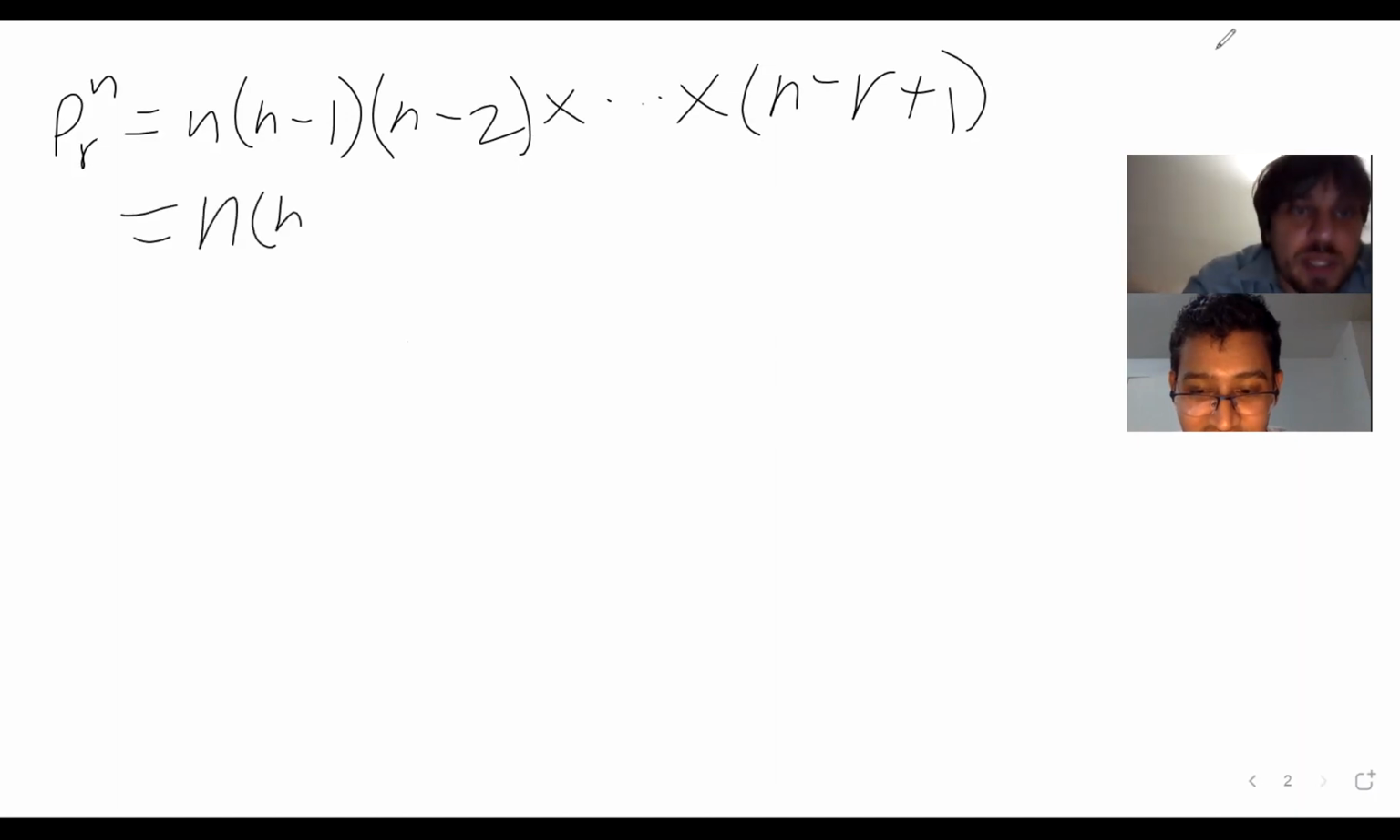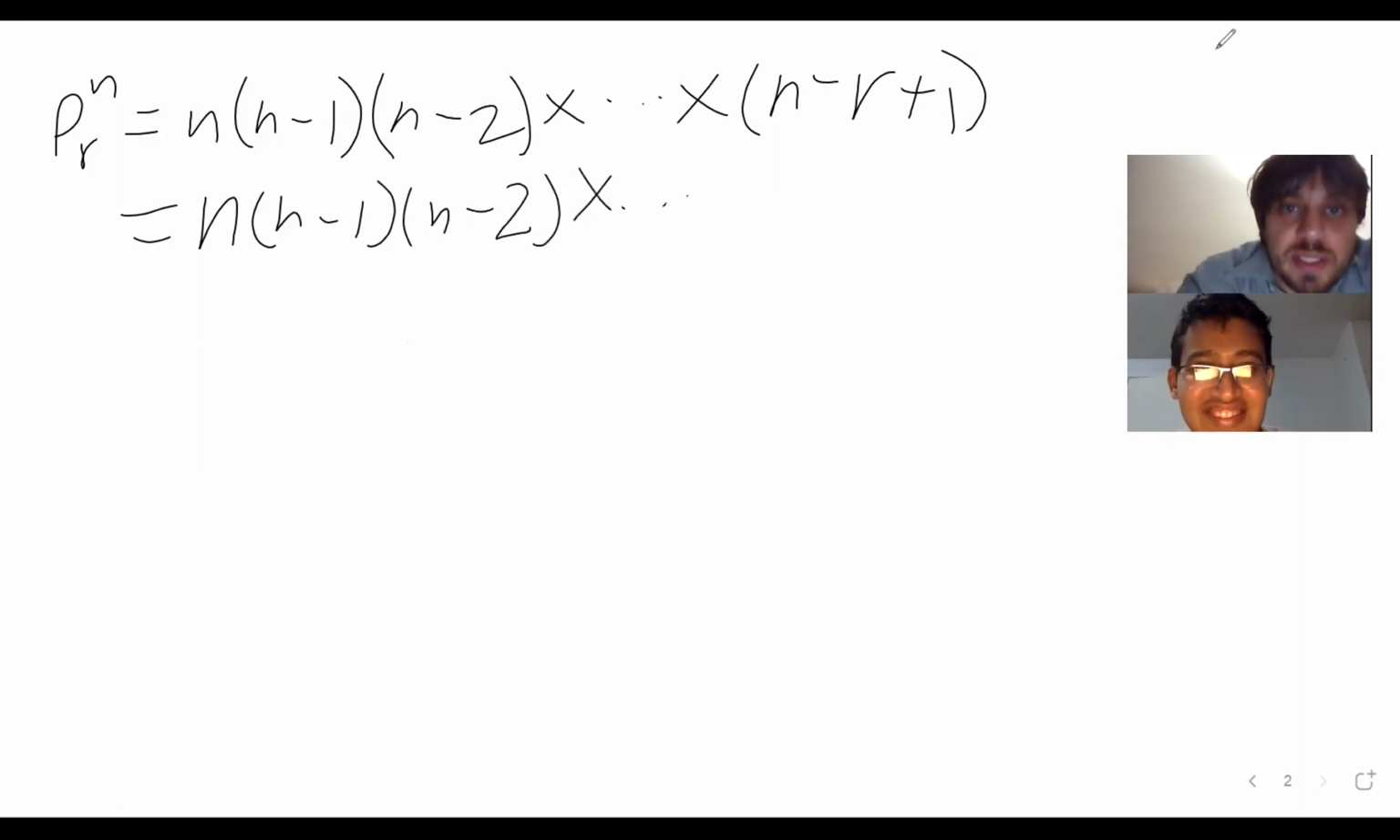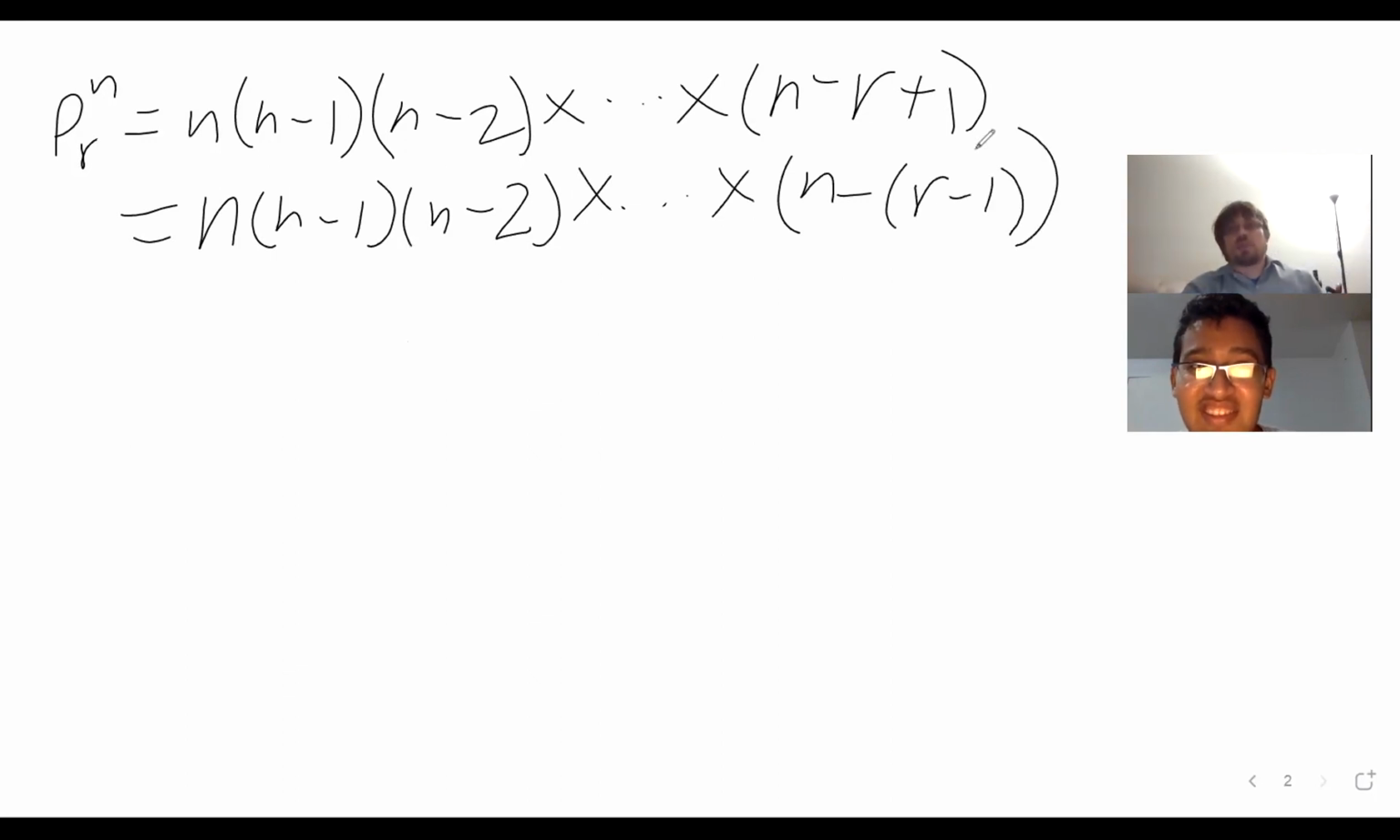It's equal to n times (n minus 1) times (n minus 2) times dot dot dot times n minus (r minus 1) in parentheses, right? When you subtract something in parentheses, you distribute the minus sign when you get rid of the parentheses. So n minus (r minus 1) becomes n minus r minus negative 1, which is n minus r plus 1. So that's why you get this weird plus 1 at the end, because you're subtracting r minus 1.